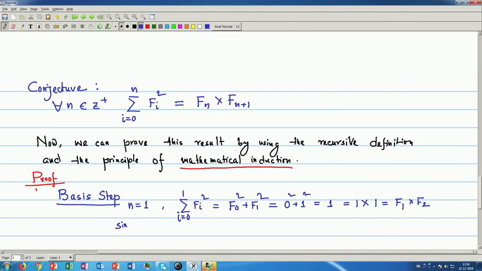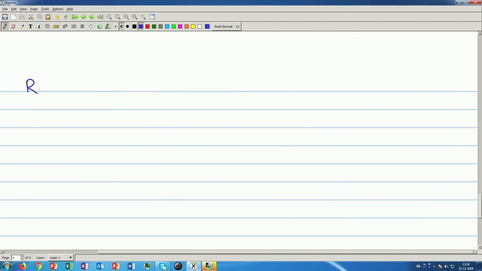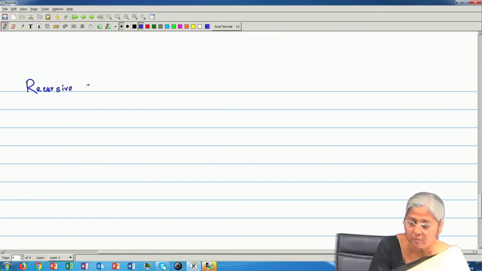Since f1 equal to 1 from the initial condition, and f2 equal to 1, my conjecture is true for the basis step n equal to 1. Now, we see how we can prove the recursive step. To prove the recursive step we use mathematical induction.